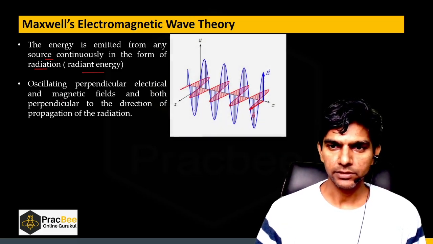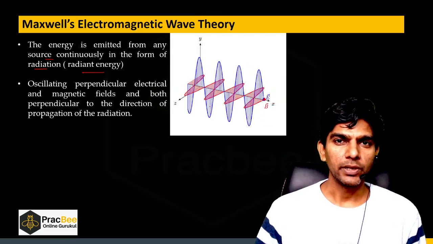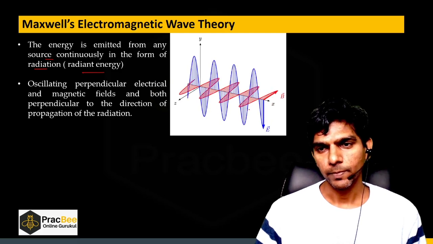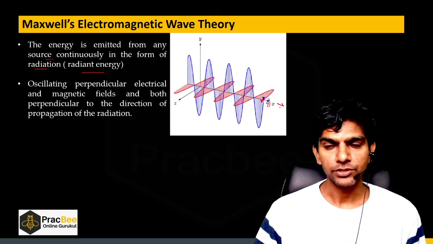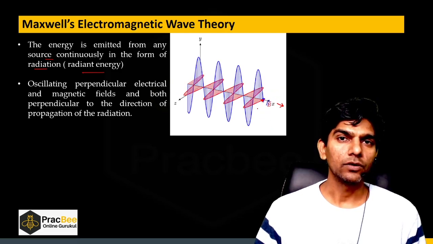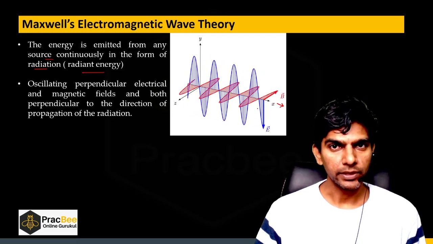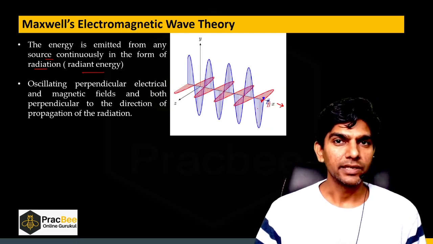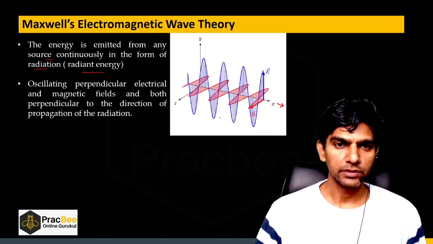So let us understand this. This is the example of a plane polarized electromagnetic radiation. Can you see, the x-axis is the direction of propagation of the electromagnetic wave, and the electric field and magnetic field are oscillating in perpendicular planes, and they are always in phase, right? So you have to remember this.